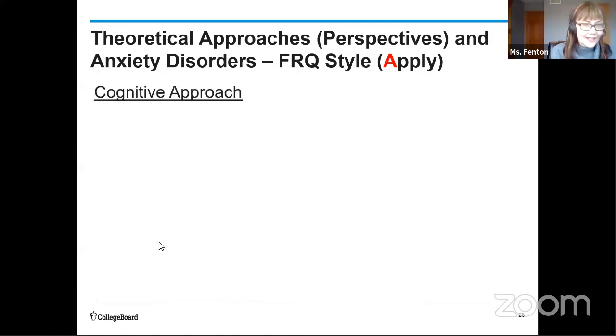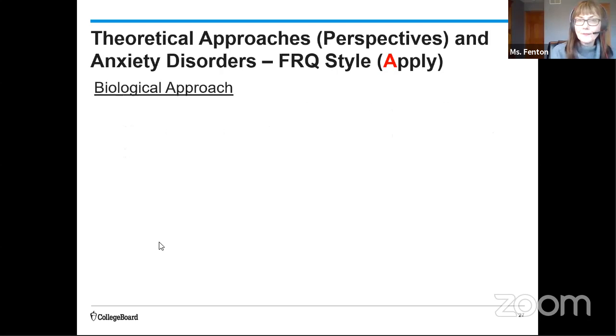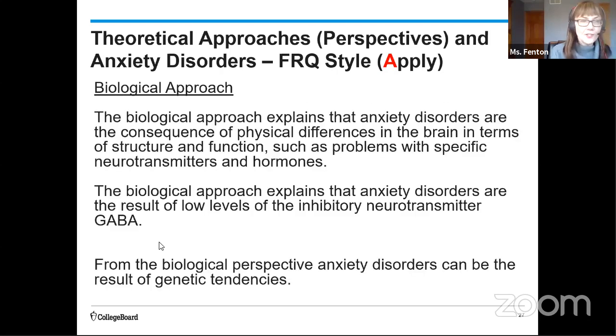If you're looking at the cognitive approach to explaining anxiety disorder, the cognitive approach would say that behaviors and mental processes, these are the results of thoughts that people have, memories, problem solving. So anxiety disorders might be, in this case, a consequence of dysfunctional or maladaptive, unrealistic thoughts. The biological approach, as we mentioned earlier, might talk about anxiety disorders from differences in the brain. This could be differences in neurotransmitters. It could also be the result of a genetic tendency.